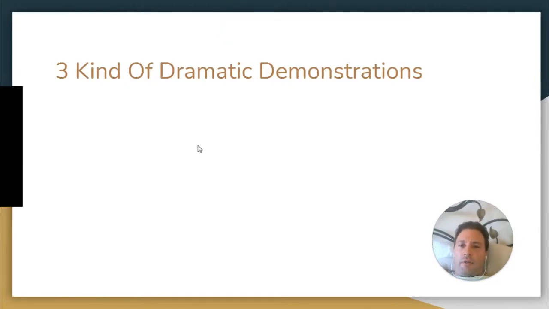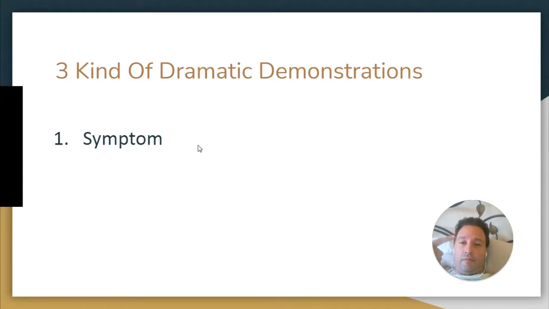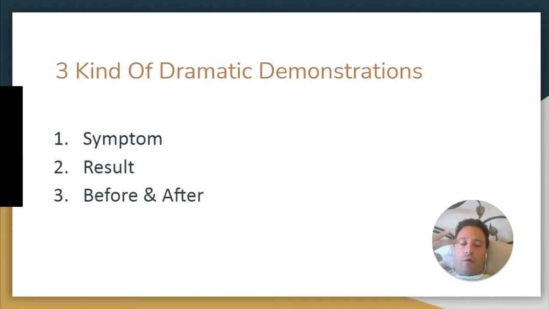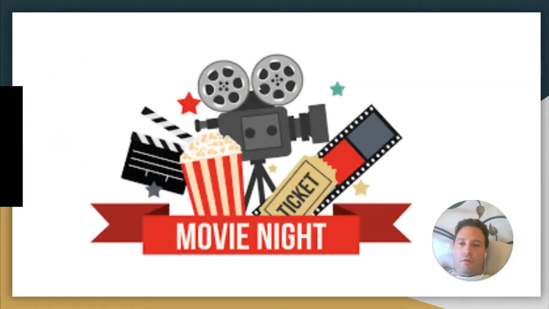So, as we were talking about, there's 3 kinds of dramatic demonstrations. You can show somebody a symptom, you can show somebody what the end result looks like, or you can show them a before and after, which is the symptom and the end result together. The way you want to conceptualize this is to think about it like if your client was in a movie and they got more sales, or more leads, how would that show up in their world?